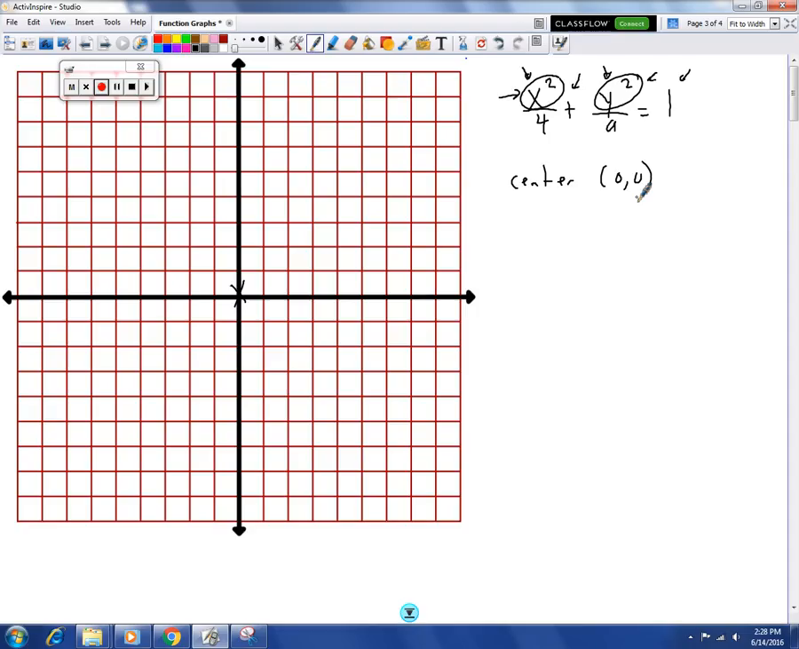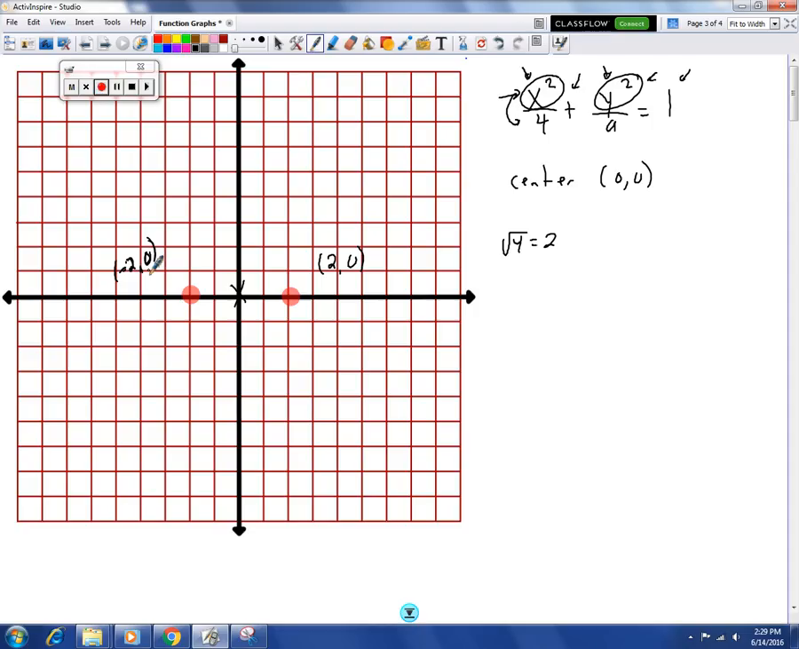Alright, now let's pair. Underneath the x squared is a 4. I take the square root of 4 and get a 2. So that means since that's underneath the x, I go on the x-axis 2 units to the right of the center and 2 units to the left. So I'm going to put a point here at 2, 0. And I'm going to put a point also to the left 2 units from the center. So that'd be at negative 2, 0. And these are actually going to be 2 points on my ellipse.